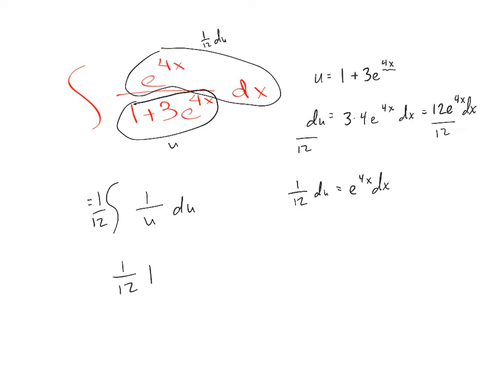So that is 1/12 natural log of u plus c, and then back substitute as we've been doing for a while now. 1 plus 3 e to the 4x plus our constant c.